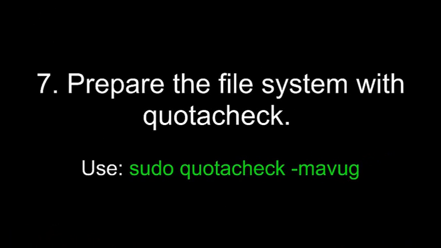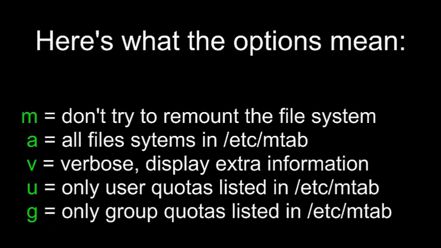Next, prepare the file system with quota check. To do that, use sudo quotacheck -mavug. Here's what those options mean. The lowercase m means don't try to remount the file system. This is generally the safer option. The opposite of that is the capital M, which means try to remount the file system. But this can be bad.